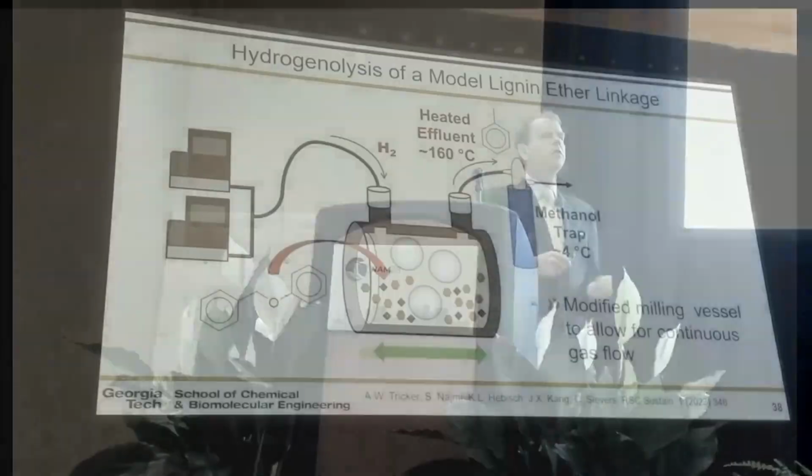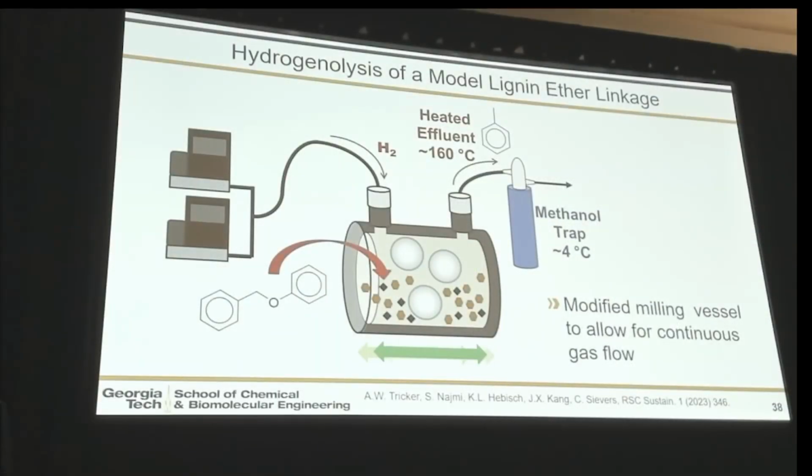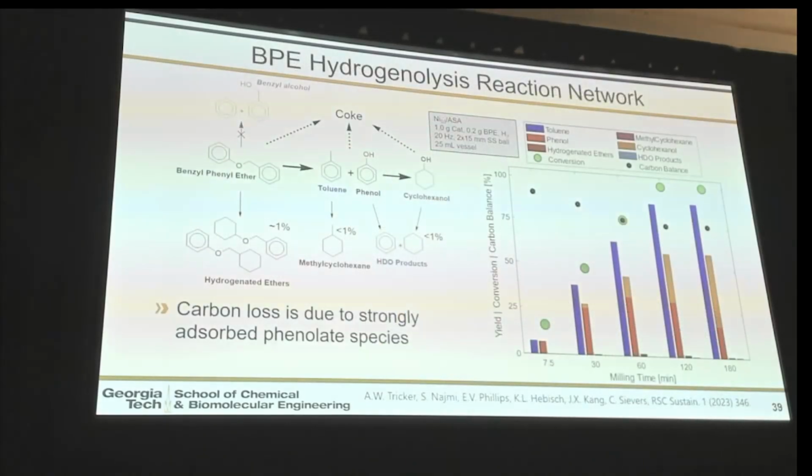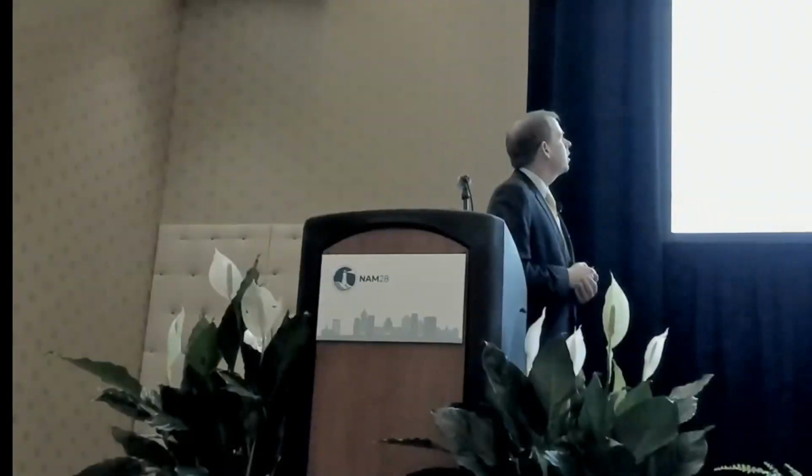We also went into different chemistry. We were interested in what we can do with hydrogen as a more effective and cheaper scavenger on a per mole basis, if we can make it work. For this case, again, we turned to flow-through milling and we started working with benzyl phenyl ether in one component and a nickel catalyst.